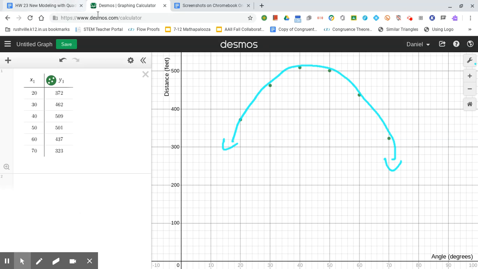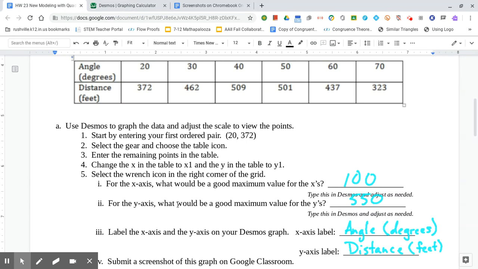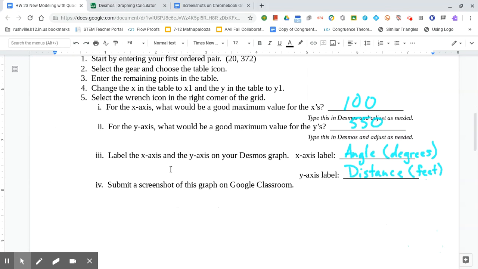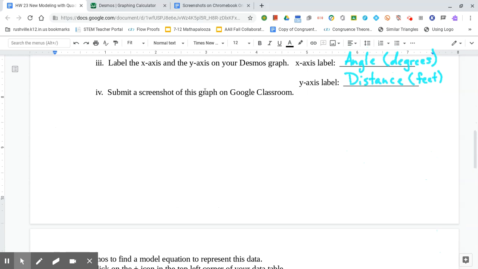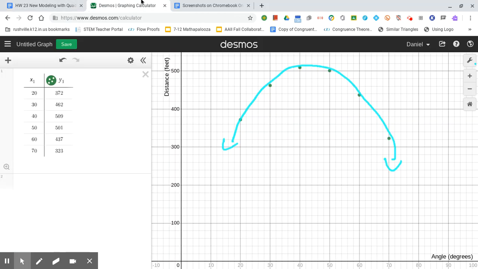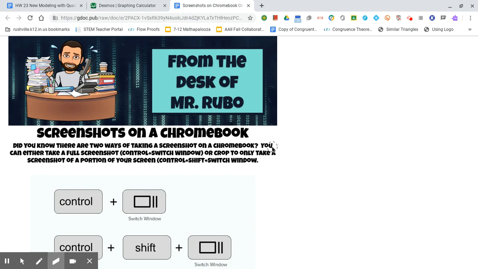But actually, before we do that, I realize the worksheet has asked us to take a screenshot on Google Classroom. So let me go back to our graph here. Let's delete this parabola. We don't want that right now. A screenshot is very easy to take. This might be something you've done before. I'll pull it up here so you can see it. For a screenshot, you have two options.